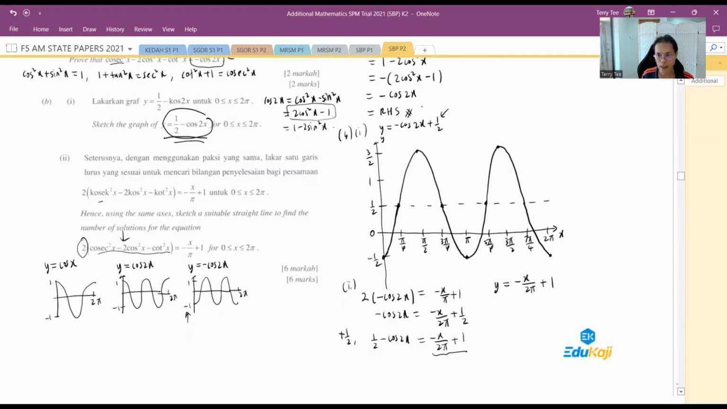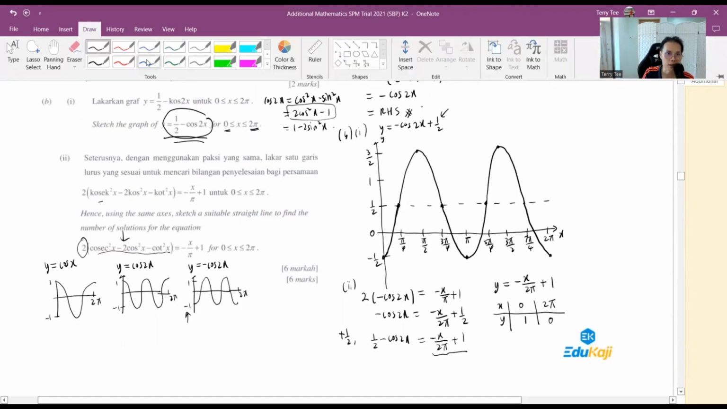Okay, for this straight line, what I need to do to draw a straight line is to use 2 points. Normally we use the smallest and largest, smallest being 0, largest being 2 pi. I put a 0 here, I put a 2 pi here. When I substitute 0 inside, I get 1. When I substitute 2 pi inside, I get negative 1 plus 1, which gives us 0. So the coordinates that we have are (0, 1) and (2 pi, 0).